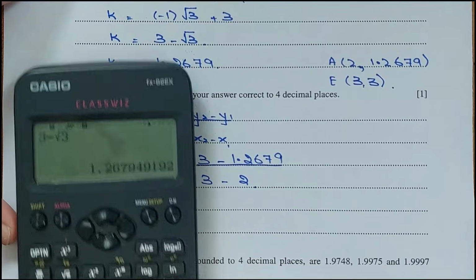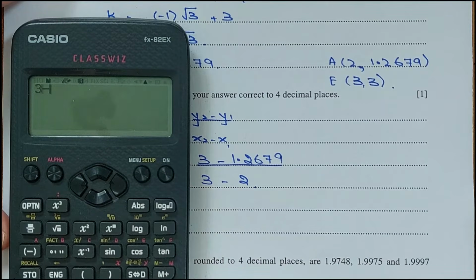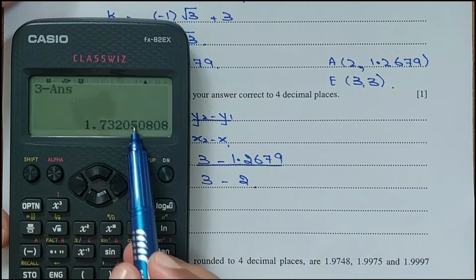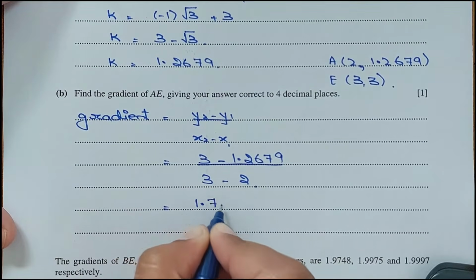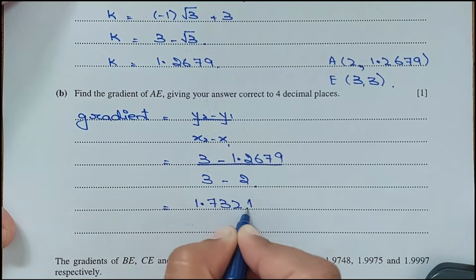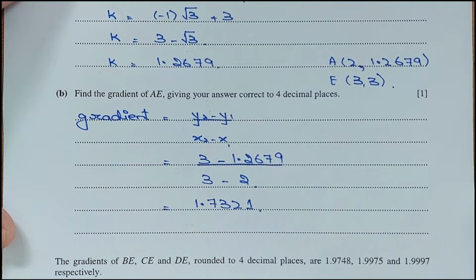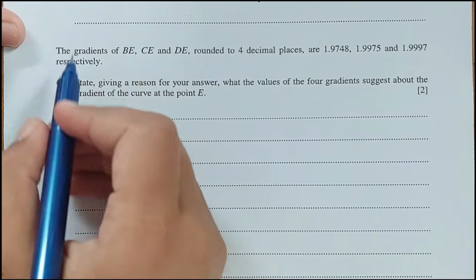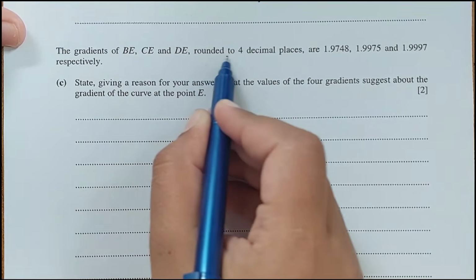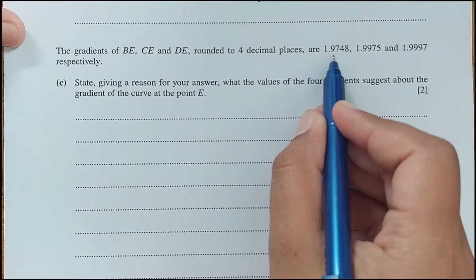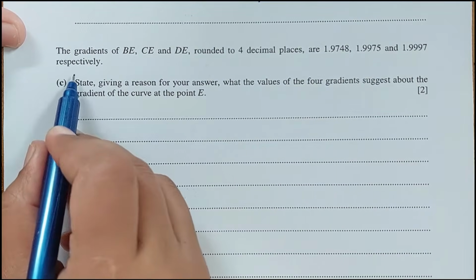So we have 3 minus the answer, which is square root of 3, which is 1.7320, and the 5 rounds to 1, so 1.7321 up to 4 decimal places. The gradients of BE, CE and DE rounded to 4 decimal places are this, this and this respectively.